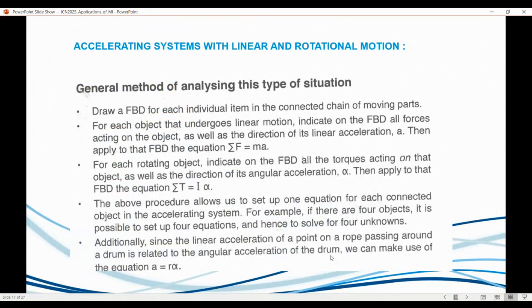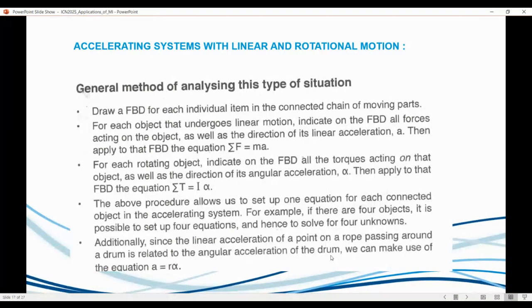This is for hoists, which is essentially an accelerating system with linear and rotational motion, which I should actually call the chapter. It's essentially the consolidation of D'Alembert's principle. Draw a free body diagram for each individual item. For each object in linear motion, indicate on the free body diagram all the forces acting on the object as well as the direction of the linear acceleration. These things we've been doing. Then apply to the FBD the equation F = ma, which is Newton's principle. Obviously, we have to do that.